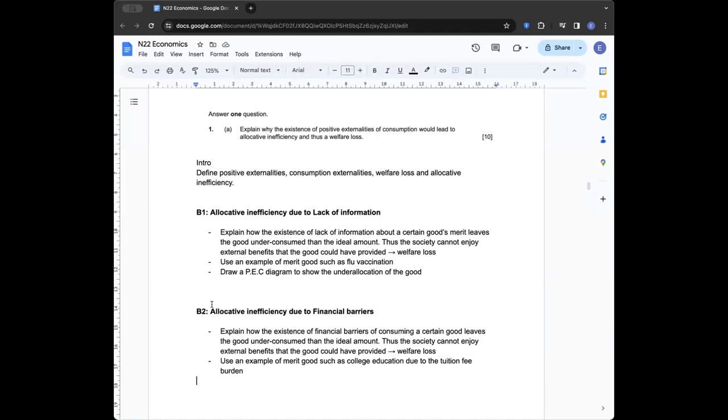A proper example of such a case would be college education. Due to the burden of tuition payment, college education is not widely consumed or easily accessible. Therefore, the society experiences related social cost.